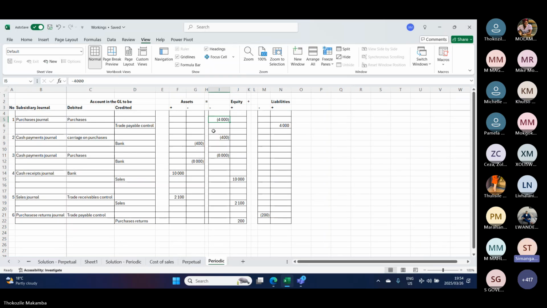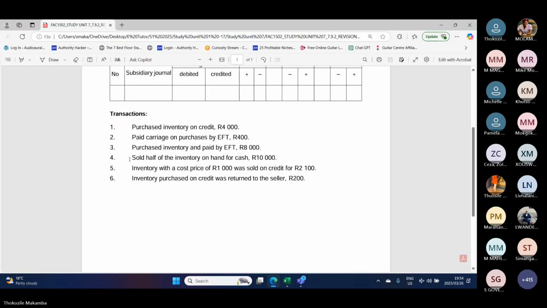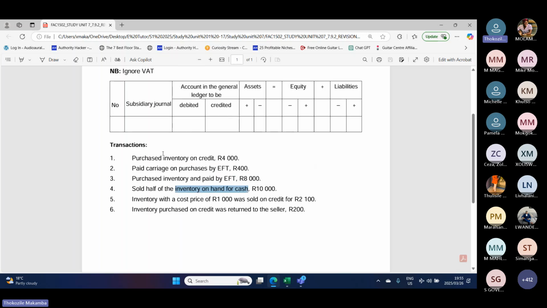I think it's number 4 on the perpetual. I'm just interested in seeing how you determined the cost of sales. The rest is fine. Yeah. So they're saying here, sold half of the inventory on hand. On hand when? At the point at which we make this sale, right? Whatever was on hand, we sold half of it, right? Now, how do we determine what is on hand? Well, we have to look at the transactions that have come before, right? We purchased inventory for 4,000, right? So which means up to this point, we have 4,000 in inventory on hand. We paid carriage on the purchases. Remember, this is cost. This is part of the cost of acquiring your inventory, right? So it gets capitalized to inventory 400. So up to this point, we have inventory of 4,400.